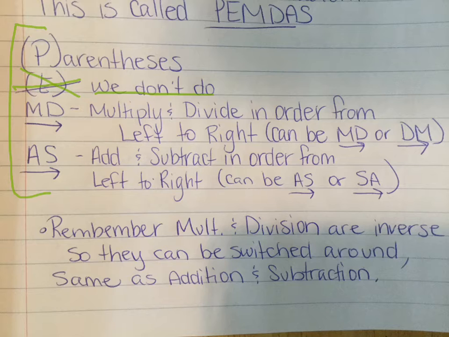After you've done all the multiplication and division in order from left to right, then you're going to do the addition and subtraction in order from left to right. Same thing. You could do the subtraction before the addition. It doesn't matter as long as you're working from left to right. So this is the little thing I put. Remember, multiplication and division are inverse, so they can be switched around, same as addition and subtraction. And we'll do some examples later.